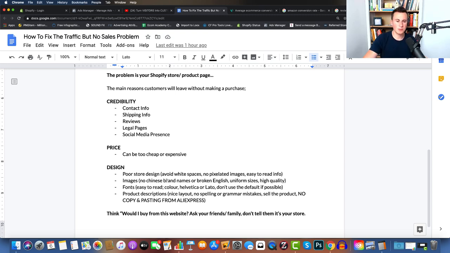And when I mean this, if we skip ahead to fonts, use a color that's easiest to read. So for example, don't have a black background and then have a light blue colored font.